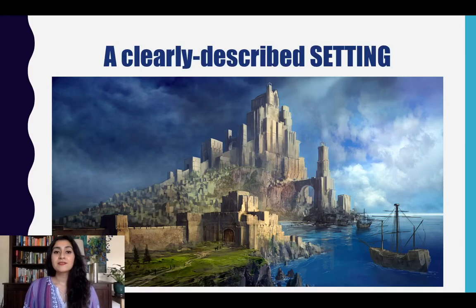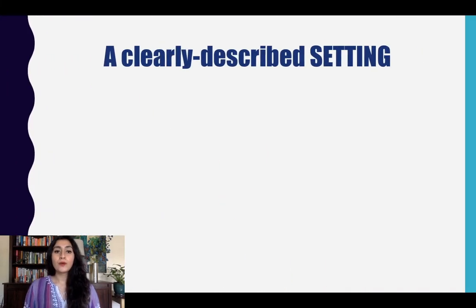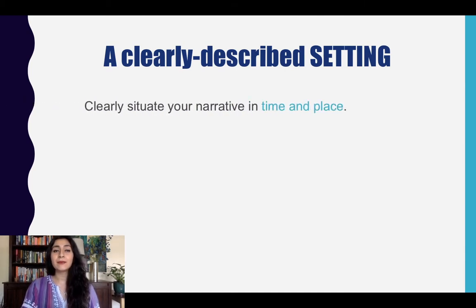So, today I'm going to be speaking about a couple of elements of strong narrative writing. And the first is a clearly described setting, and the second is the inclusion of rich, vivid details. What do I mean when I say a clearly described setting? You need to ground your reader in time and place.